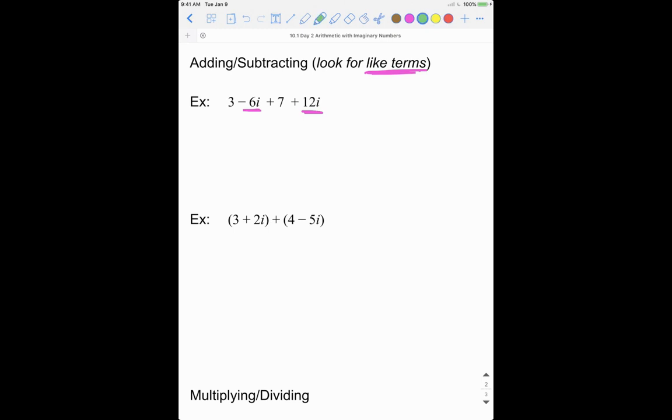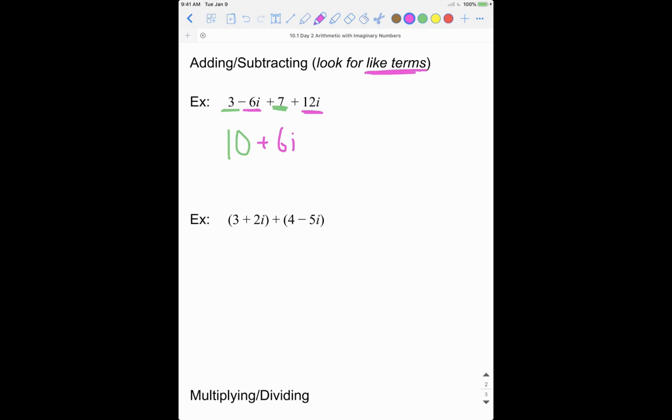Then we can also see that we have terms with no i, so those are our like terms. First we want to look at adding 3 and 7. Hopefully you see 3 plus 7 gets us 10. Then if we look at our imaginary portion, we have negative 6i plus 12i. So negative 6 plus 12 gets you to positive 6i. And it's the furthest you can go because you can't combine something with an i and something without an i.